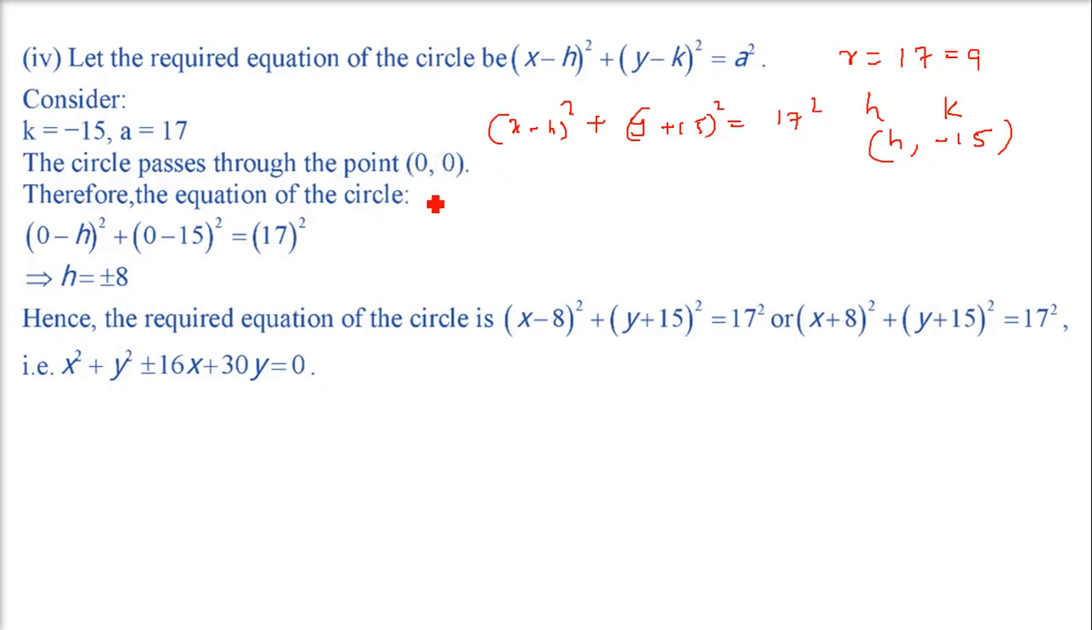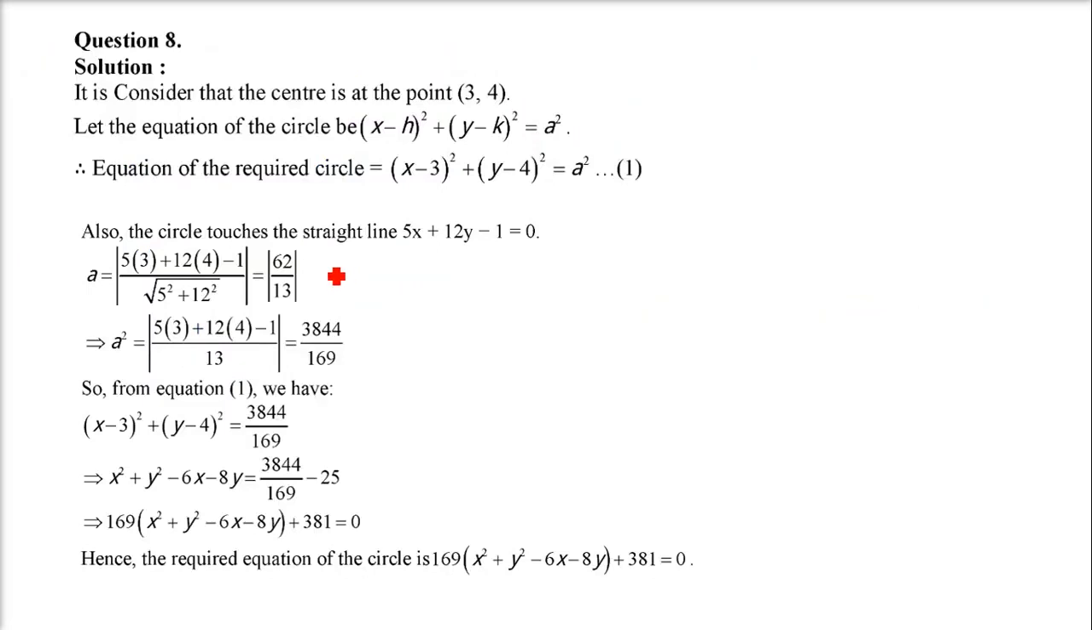It's also being said that the circle passes through 0, 0. So put x as 0, y as 0. So I'm putting it as 0 here, 0 here. And then I'm trying to find out h, because everything else is known. This will become 0, this will become 0. So h will come as plus minus 8. So one time we put h as 8 here, one time we put h as minus 8 here. So two equations are going to be formed like this.